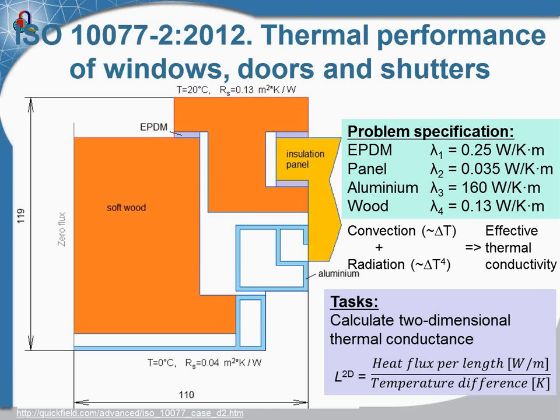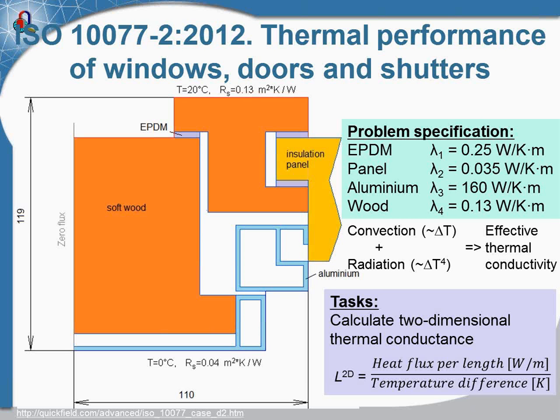Our task is to calculate the heat flux and the two-dimensional thermal conductance. The two-dimensional thermal conductance is calculated from the total heat flux per length. This is the length, divided by the temperature difference between both adjacent environments. So in our case, the temperature difference is 20 degrees, and we should measure the flux.